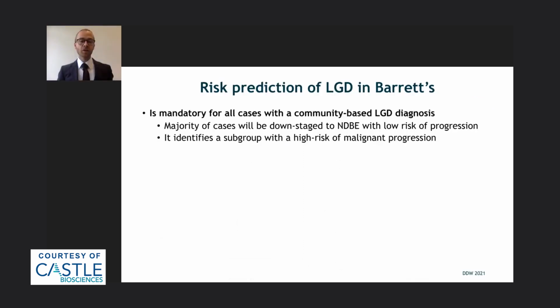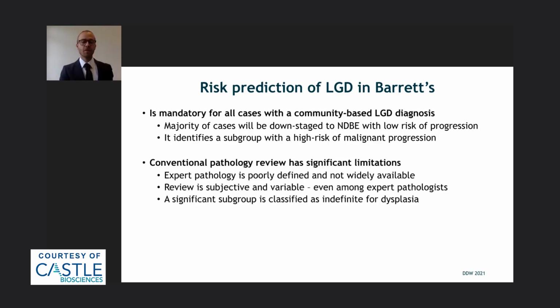So in conclusion, our study is the largest cohort study in community-based low-grade dysplasia in Barrett's. Our data again show the relevance of a dedicated review of this diagnosis, because the majority of cases will be downstaged to non-dysplastic, and it identifies a subgroup of patients with a high risk of progression. Conventional pathology review, however, has some significant limitations.